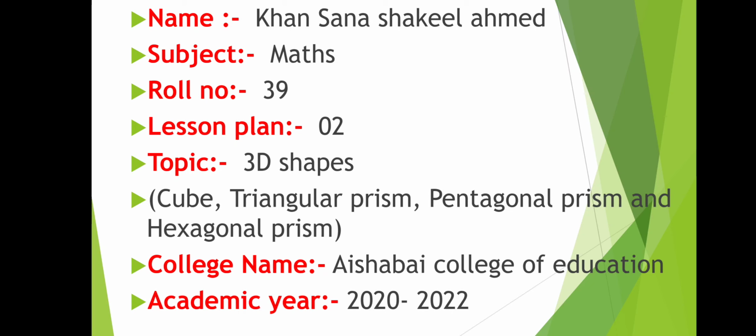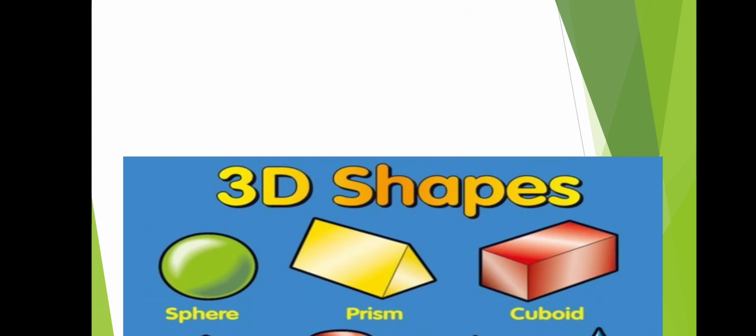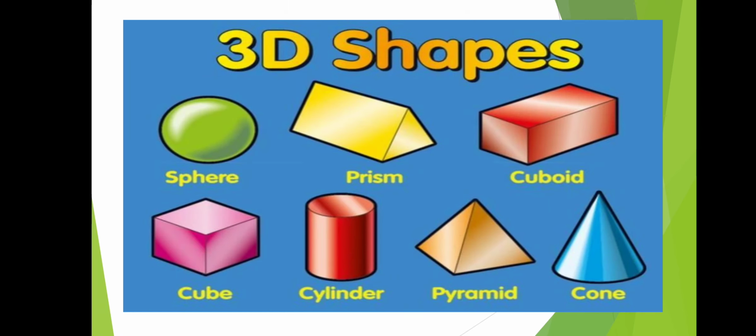Students, today we are going to learn about different types of 3D shapes. Let us first have a look at different 3D shapes. As you all can see here: sphere, prism, cuboid, cube, cylinder, pyramid and cone. These are completely different from 2D shapes.